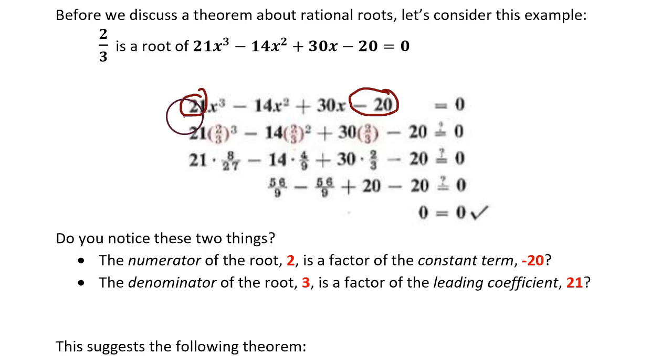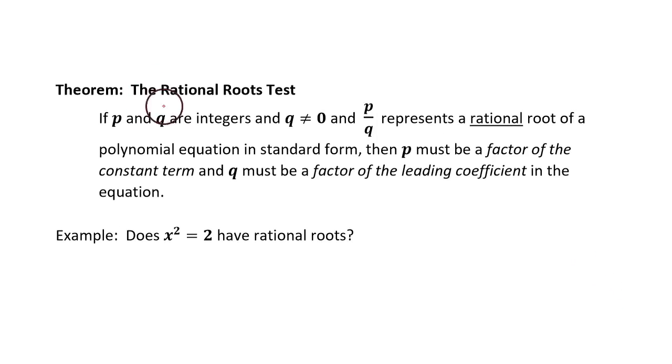It seems that for a rational number to be a root of an equation, the numerator of the rational number must be a factor of the constant term, and the denominator must be a factor of the leading coefficient. That's what this theorem says. Most textbooks call this the rational roots test. If p and q are integers, so that p over q represents a rational root of a polynomial equation, then p must be a factor of the constant term, and q must be a factor of the leading coefficient.